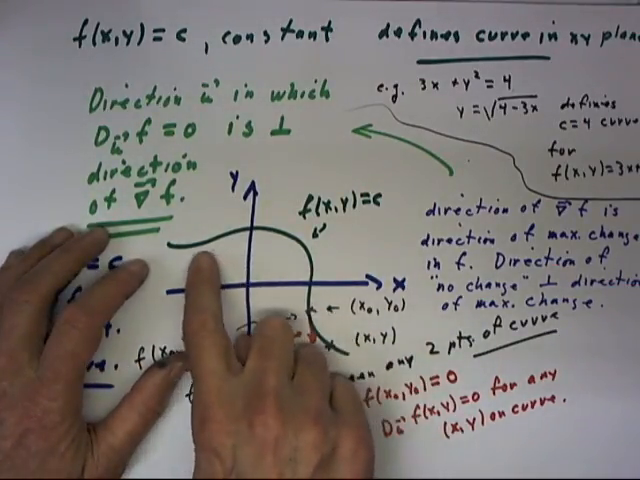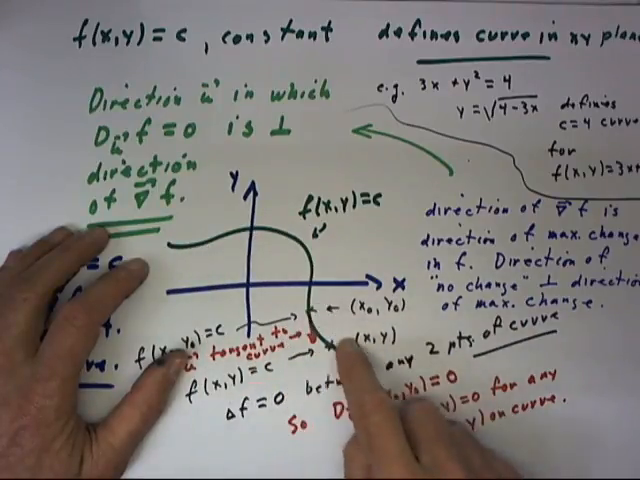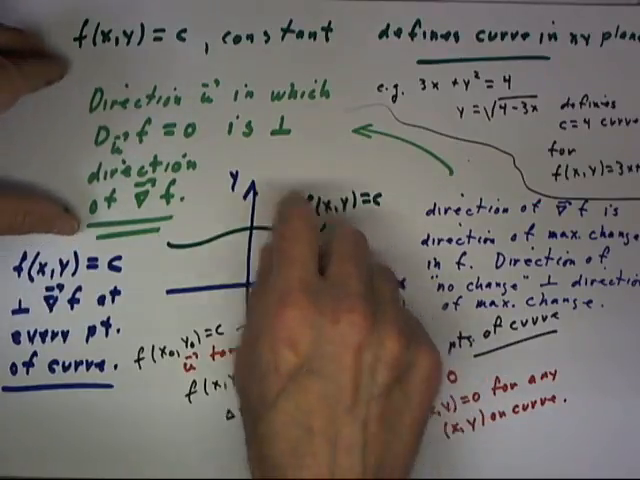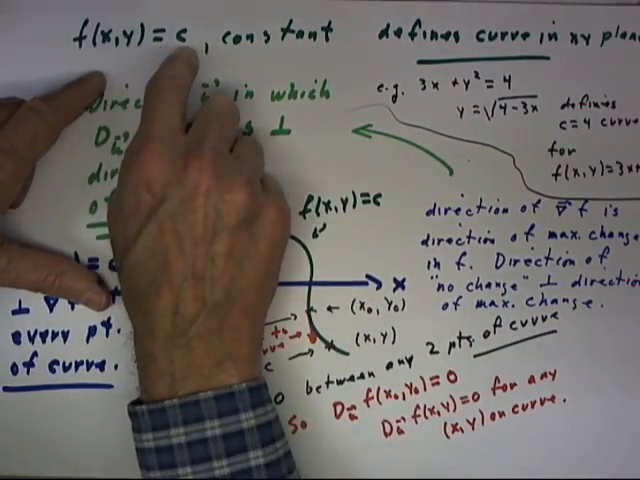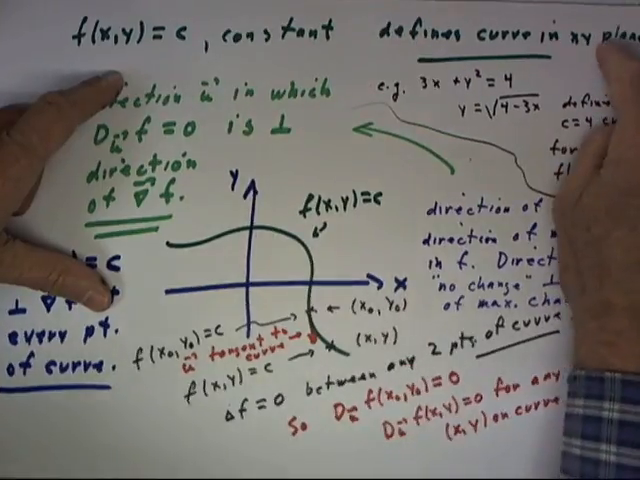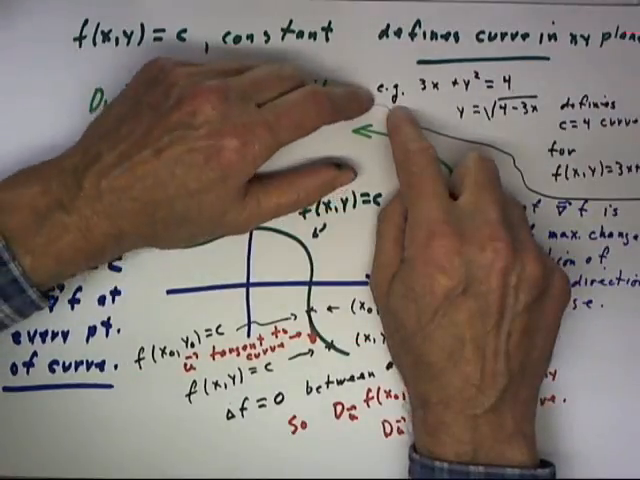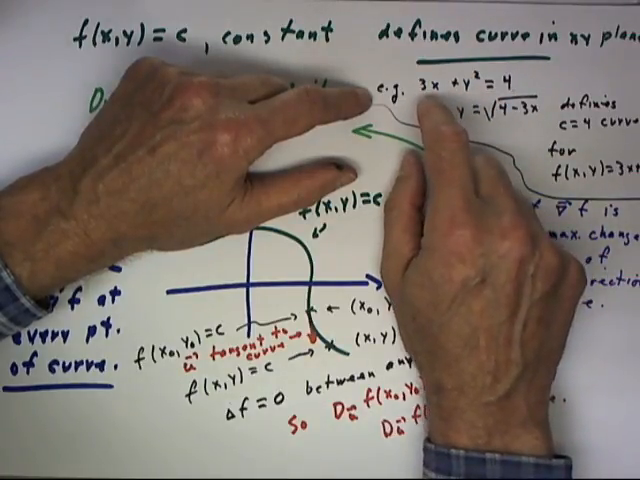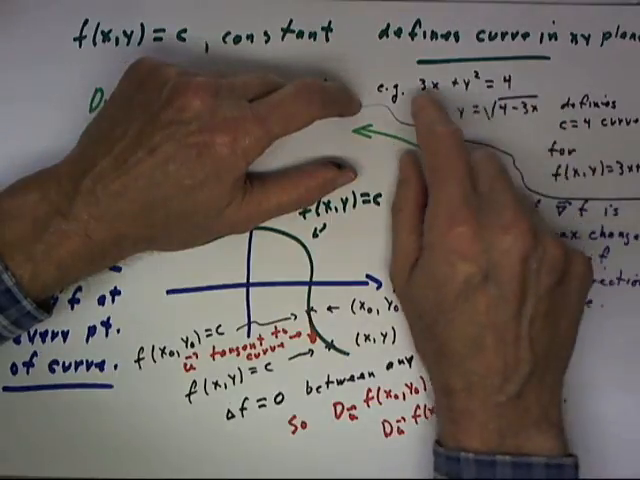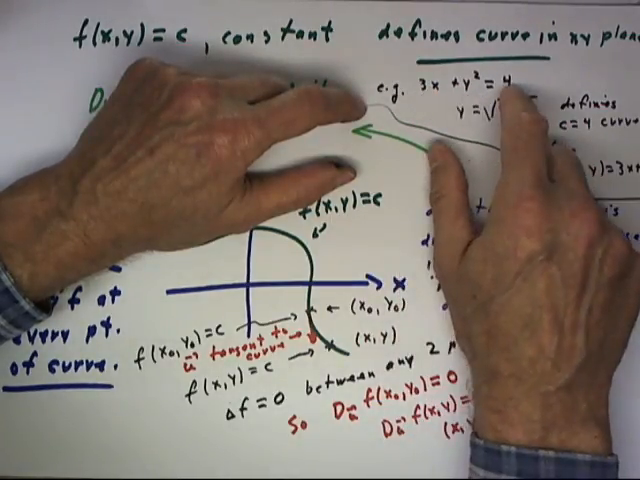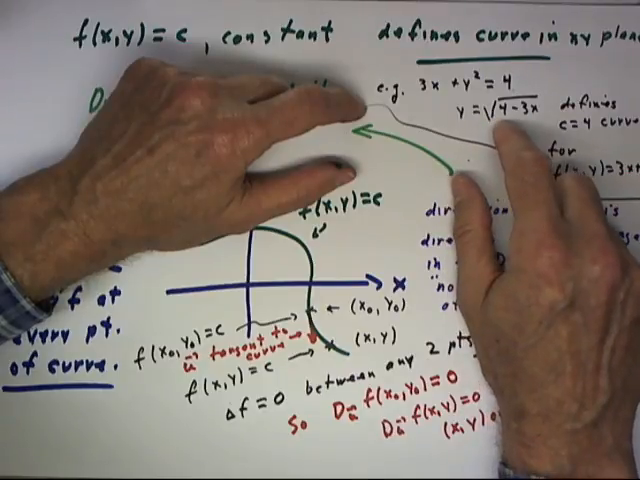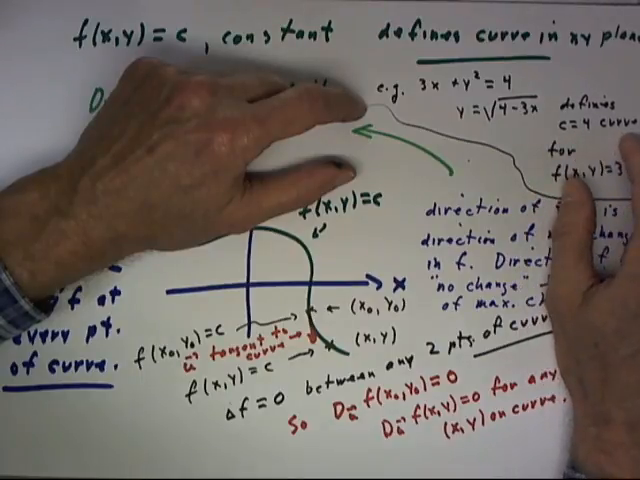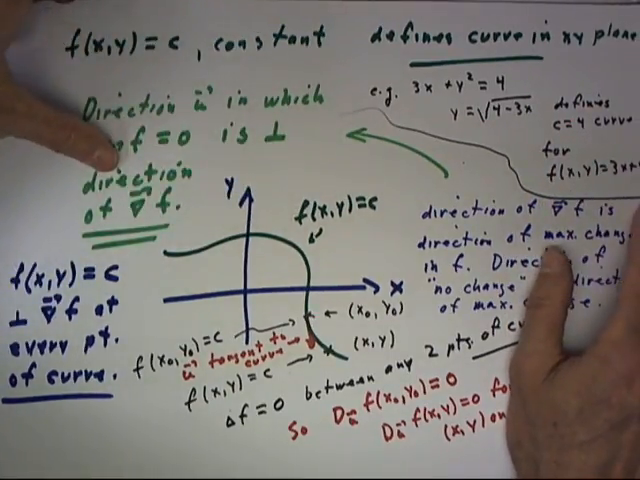We've seen previously that f of xy equals c defines a curve for any reasonably behaved function f of xy. So f of xy equals c, where c is a constant, defines a curve in the xy plane. As a simple example, if f of xy is 3x plus y squared, then the equation f of xy equals 4 becomes 3x plus y squared equals 4, with solution y equals the square root of 4 minus 3x. And this defines what we call the c equals 4 curve for the function f of xy.